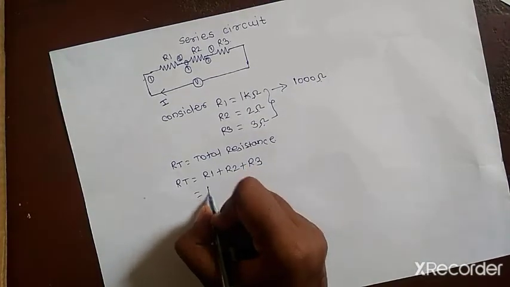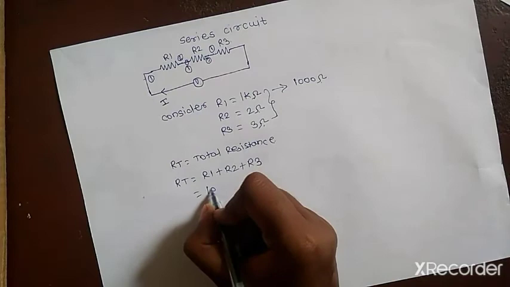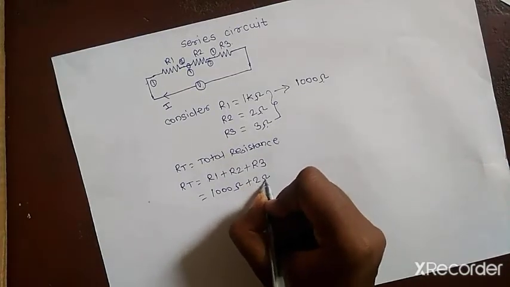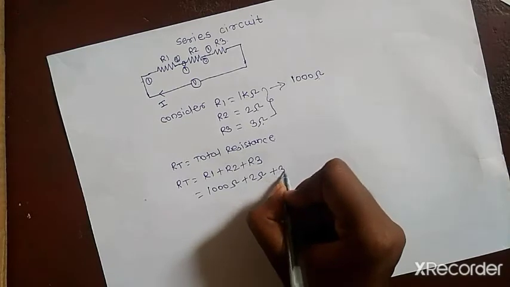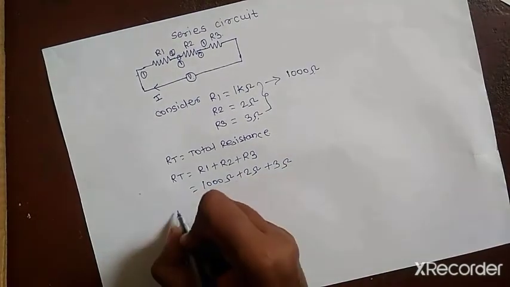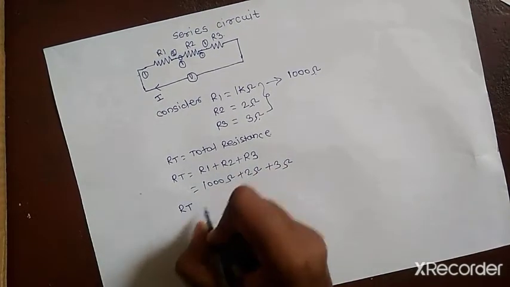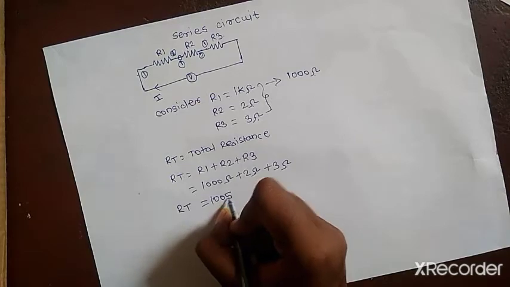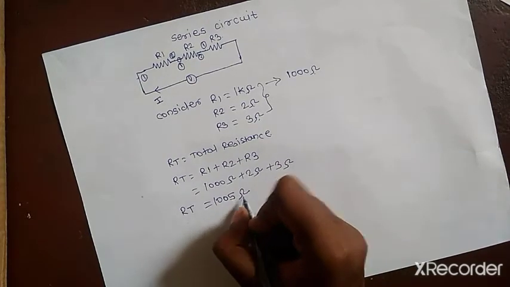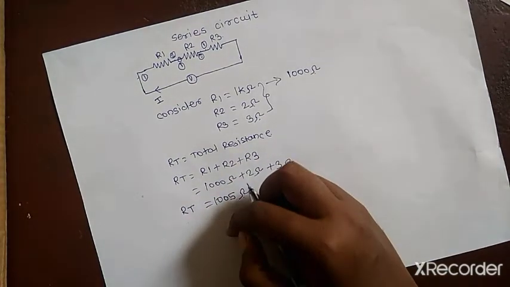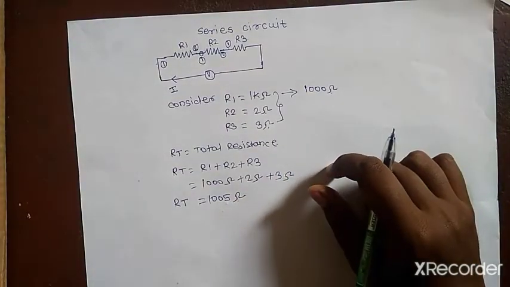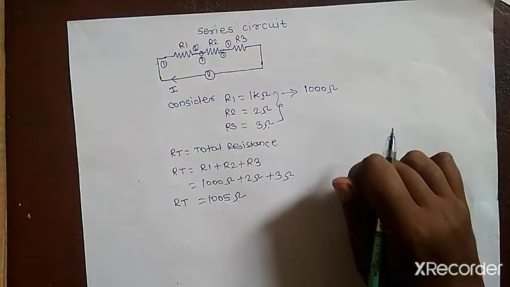So 1000 ohm plus 2 ohm plus 3 ohm. So total resistance RT is equal to 1005 ohm. So in this way you can calculate the total resistance of a series circuit.